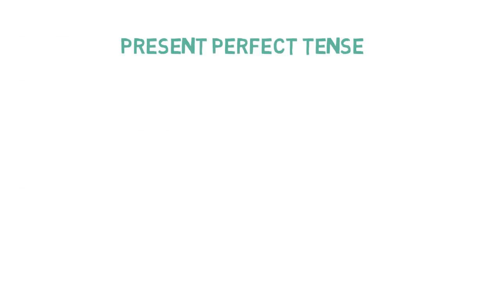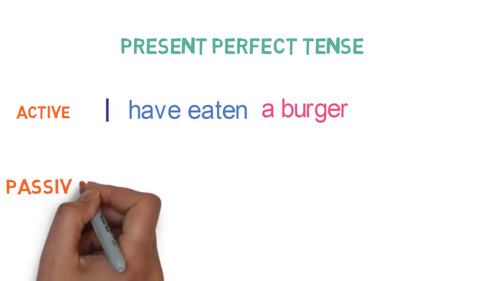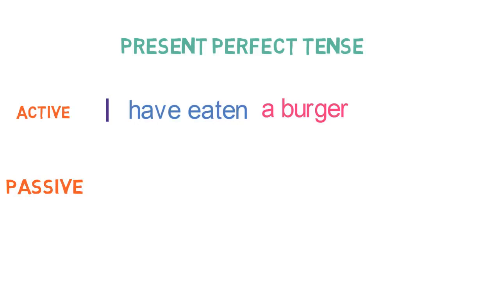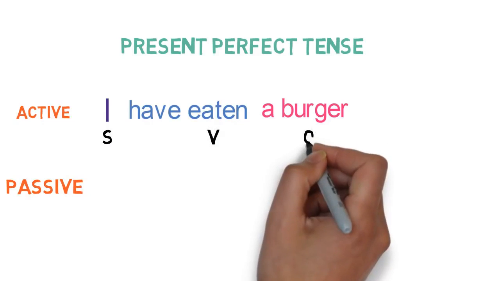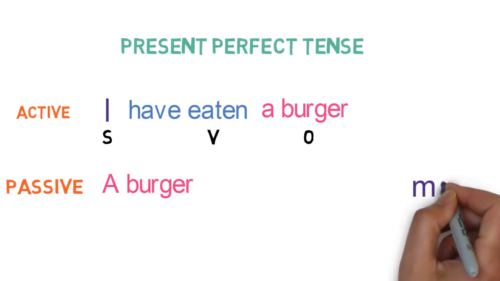Now let's see an example of present perfect tense. Active sentence: I have eaten a burger. Passive sentence. Firstly, we need to identify SVO, that is subject, verb and object. So here I is the subject, eaten is the verb and a burger is the object. Now let's swap the position of object and subject. Here it will be a burger and at this position it will be me.